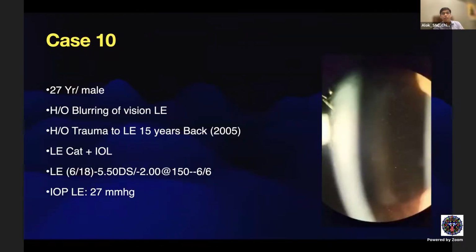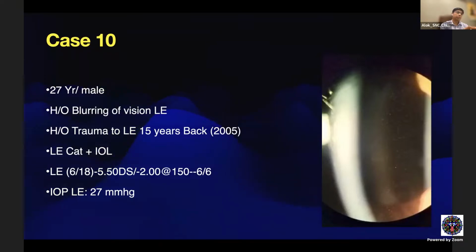Now, this is a 27-year-old male who presented with blurring of vision in the left eye. He had a history of trauma to the left eye, after which he underwent cataract surgery in the left eye about 15 years back. The visual acuity in the left eye was 6/18, improving to 6/6 with correction, and the intraocular pressure was 27 mmHg in the left eye.